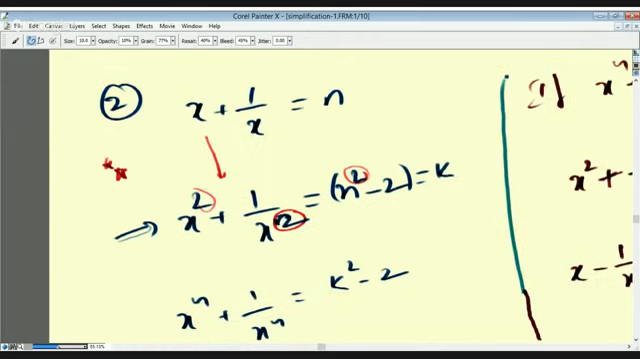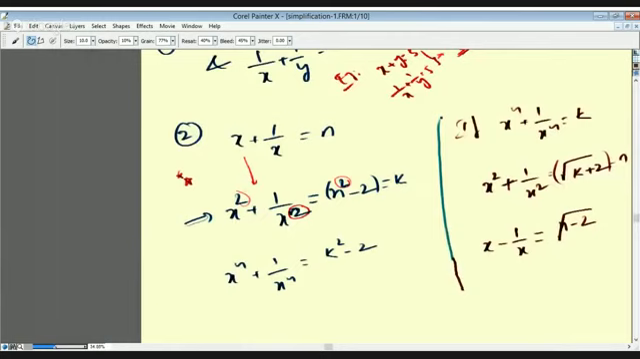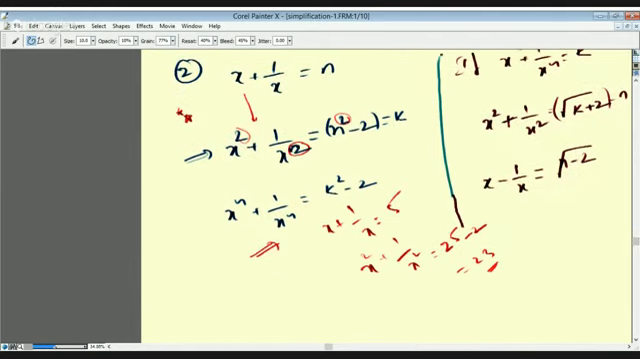Let's go with an example. Let us say x plus 1 by x is equal to 5. Then what is x square plus 1 by x square? This is nothing but directly you square it: 5 square, then minus 2. So it is 23. So whenever you square x plus 1 by x, the right side will become a square, and you need to minus 2 straight away.